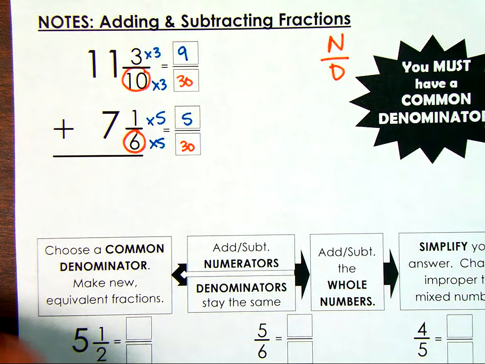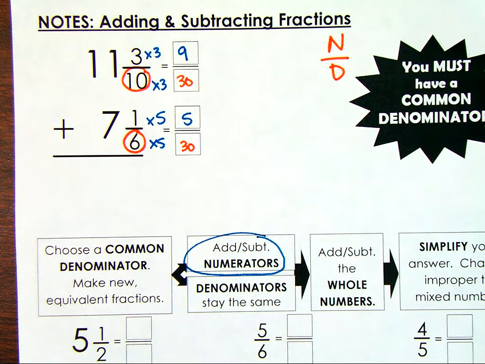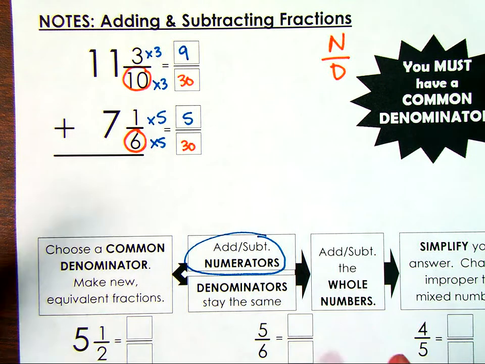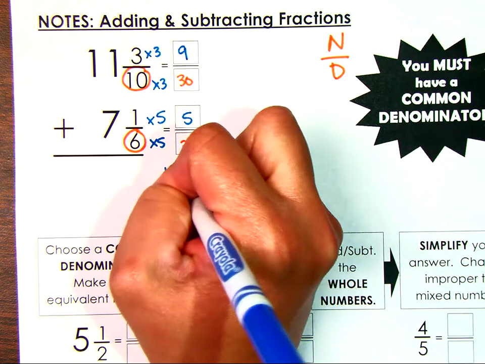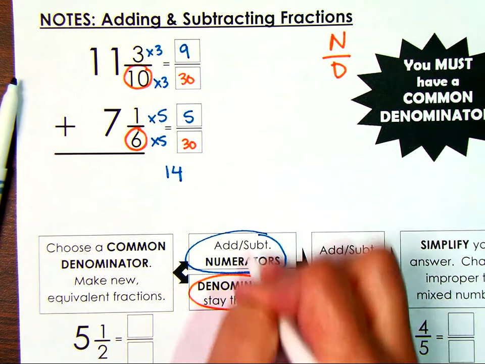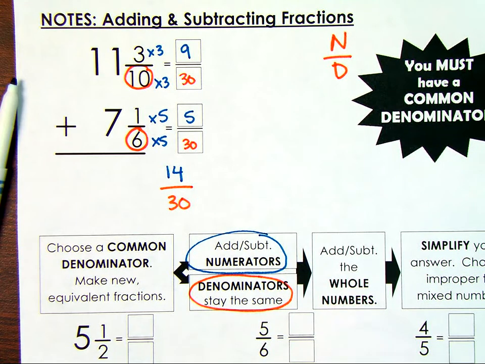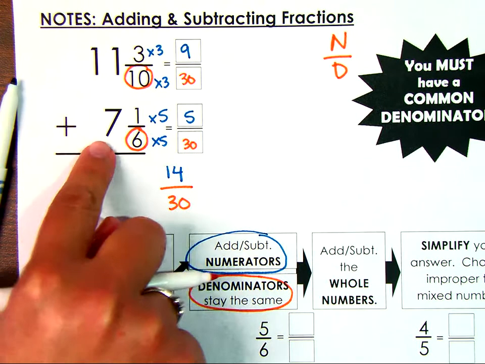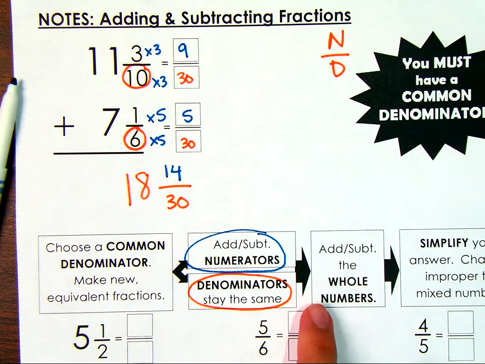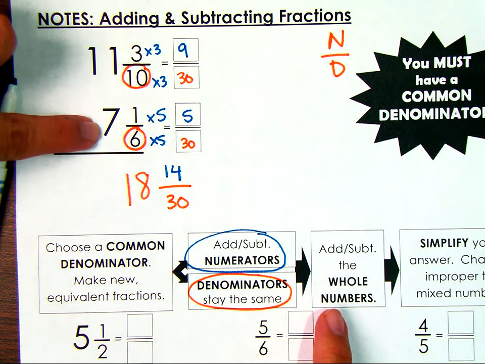We're only going to add or subtract the numerators. So 9 plus 5: 10, 11, 12, 13, 14. And then it says my denominators are going to stay the same. Okay. Now we add or subtract the whole numbers. 11 plus 7 is 18. So 18 and 14/30 is the sum of 11 and 3/10 plus 7 and 1/6.